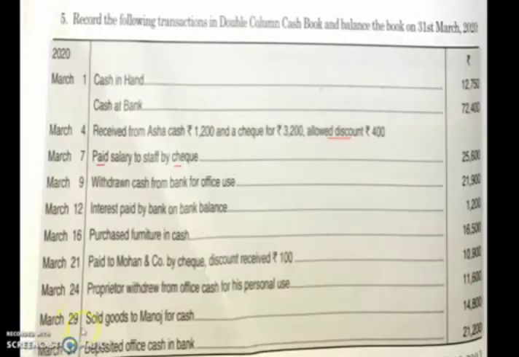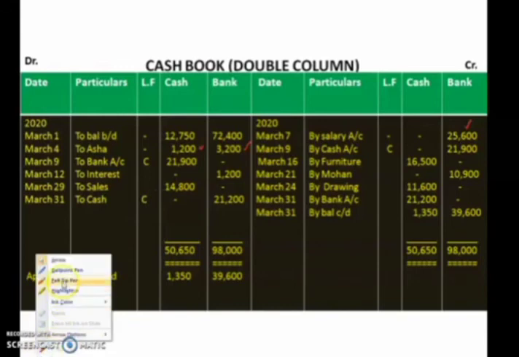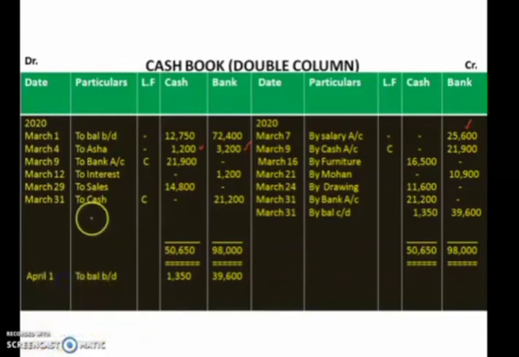Next entry is March 31st, deposited office cash in bank. So from your office, the cash is going to the bank. So what is the entry here? Bank will be debited to cash account. So here March 31st you can write to cash. This is also a contra entry. As I told you, in contra entry, what was the question? Deposited office cash in bank. So cash is going to the bank.